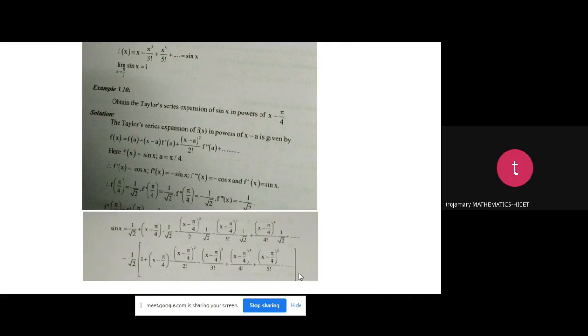Then Taylor's expansion of sin x in powers of x minus pi by 4. x minus pi by 4 means you have to consider a as pi by 4. Okay, a equals pi by 4. Now, f of x equals f of a plus x minus a, and so on, using the formula. So f of x is sin x; differentiating, you get cos x. Differentiating cos x, you get minus sin x. Then minus cos x, and the fourth derivative is sin x. Find the corresponding values at x equal to pi by 4, 45 degrees. So sin 45 is 1 by root 2, cos 45 is 1 by root 2, then minus 1 by root 2, minus 1 by root 2. Now substituting all those values in the formula, we get the expansion for sin x. Okay?